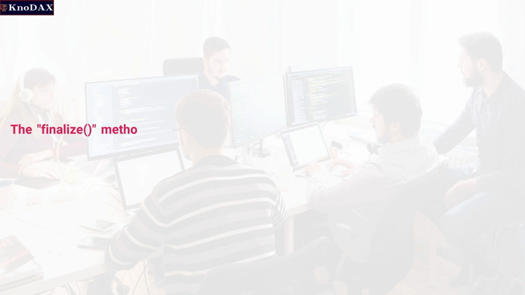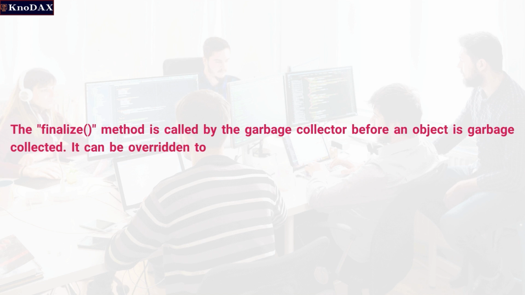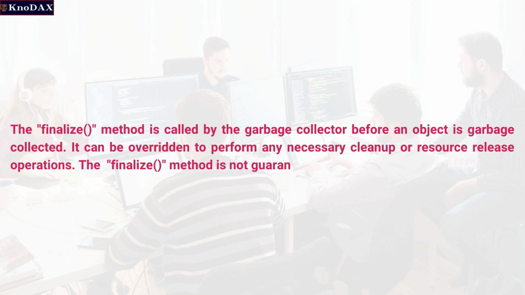The finalize method is called by the garbage collector before an object is garbage collected. It can be overridden to perform any necessary cleanup or resource release operations. The finalize method is not guaranteed to be called.